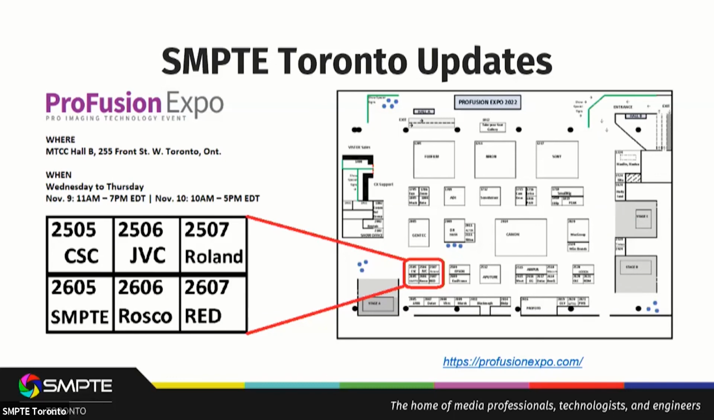Next up is Profusion, November 9th and the 10th at the Metro Convention Center. And we have a booth there. They encourage organizations like ourselves to be at the show. There's the link down below to register. It's free to register, so it's a great show to come and see. It's got everything to do with prosumer cameras and things of that nature. So it's definitely worthwhile. We are CSC and ourselves are back to back. We're beside Roscoe, and I believe Red Cameras is in the same group.